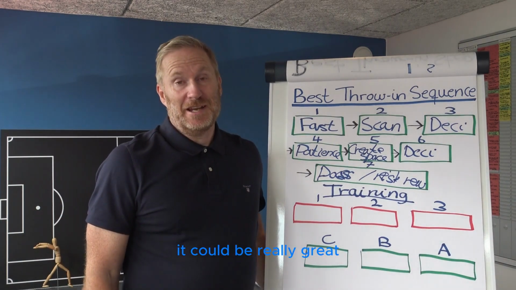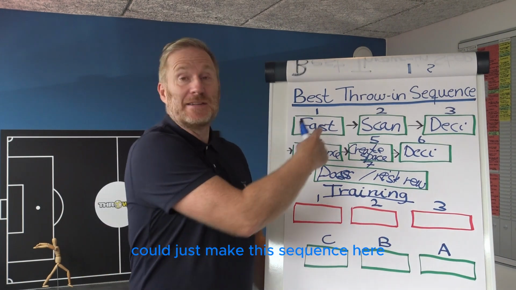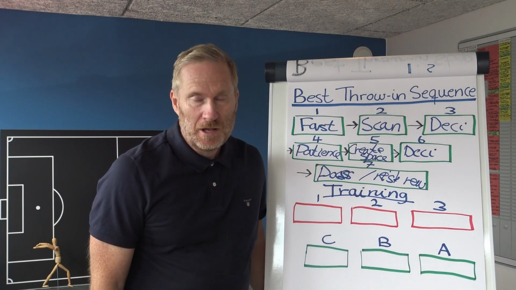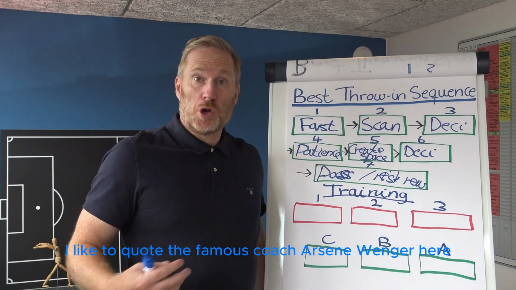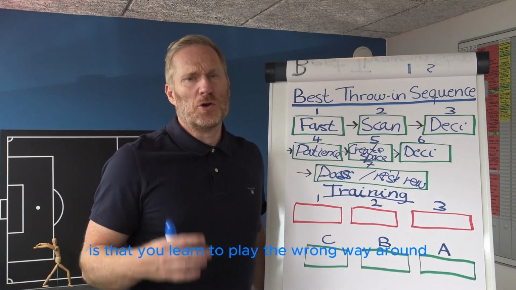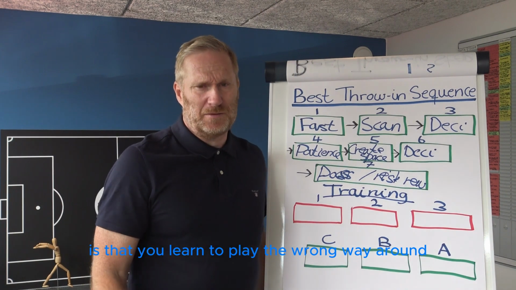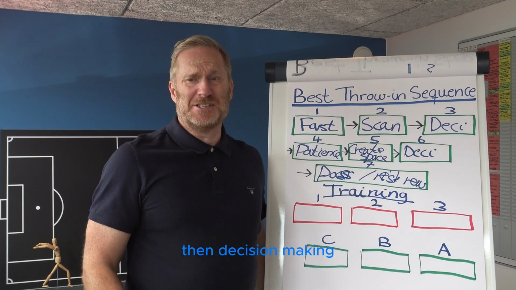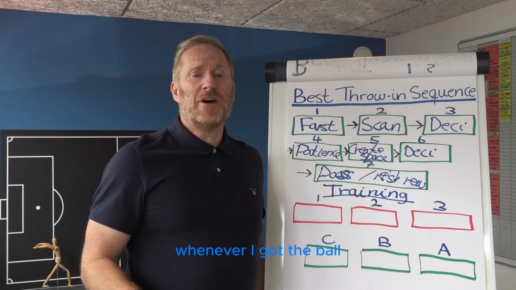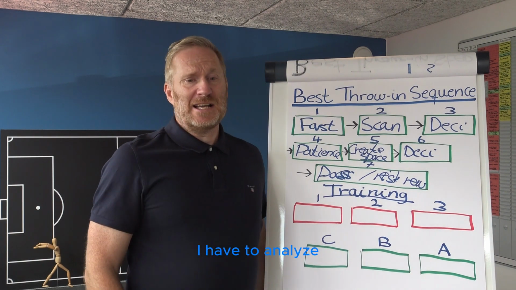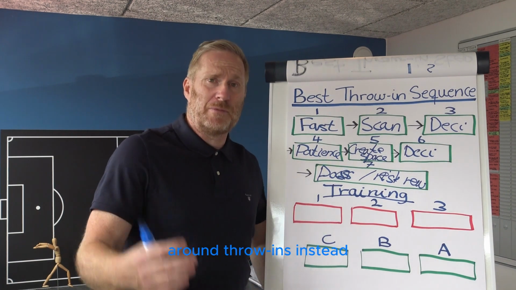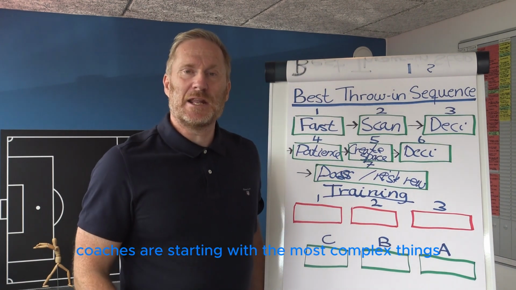It could be really great if all football players could just make this sequence here, but we have a big challenge in football around throw-ins. I like to quote the famous coach Arsene Wenger here, because once he said that the problem in football is that you learn to play the wrong way around. First execution, then decision making, and then awareness last. He also said that as a player, whenever I got the ball, I have to analyze, then decide, and then finally execute.